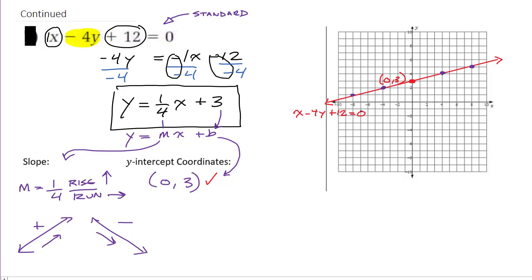Okay, so we took an equation in standard form, we converted it to slope y-intercept form, we found the slope, we found the coordinates of the y-intercept, and we graphed it. All right, so that's the end of lesson 1 for today.